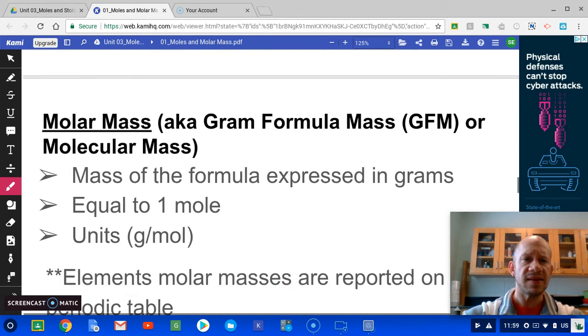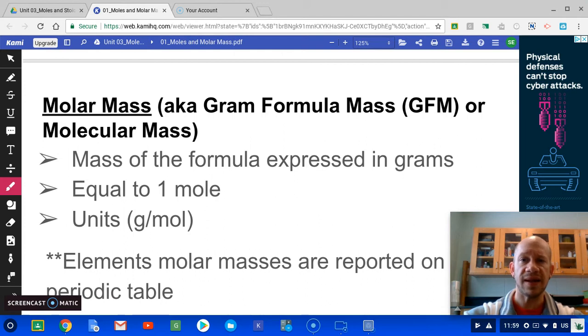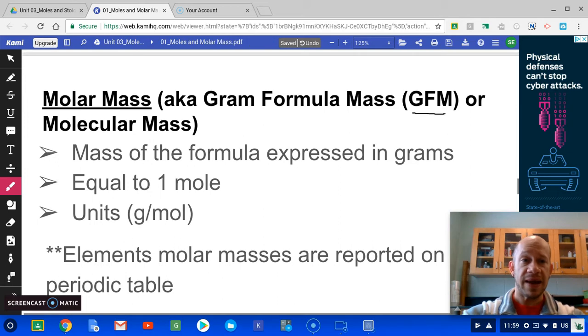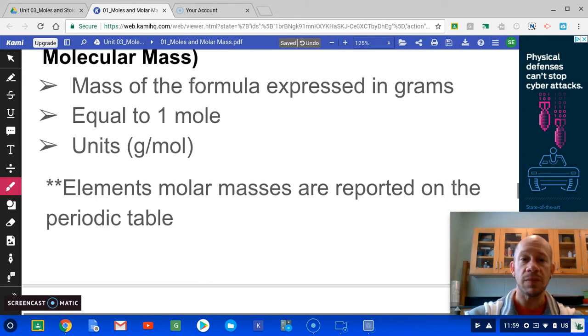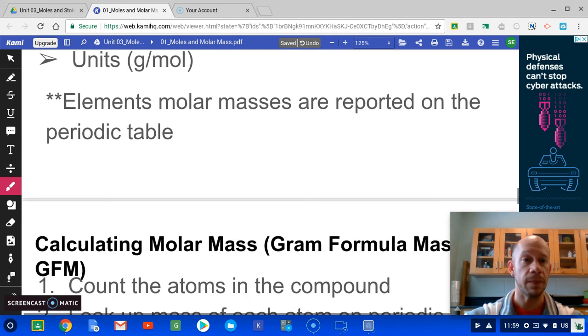The molar mass, also known as the gram formula mass, abbreviated GFM, or molecular mass, is the mass of the formula expressed in grams. This is equal to 1 mole, and the units are grams per mole. The elements' molar masses are reported on the periodic table, so this is important for you to remember.